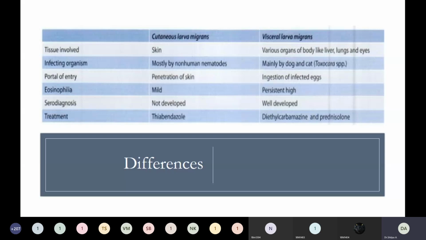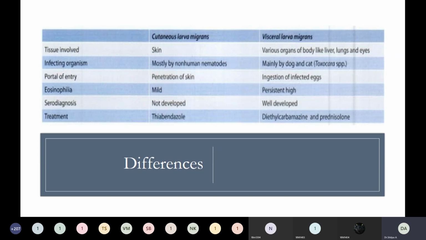Serodiagnosis is not developed much in cutaneous, whereas in visceral larva migrans you can use ELISA for demonstration of Toxocara antibodies. Now coming to treatment, the treatment of choice in cutaneous would be thiabendazole, whereas DEC and prednisolone are used in case of visceral larva migrans.